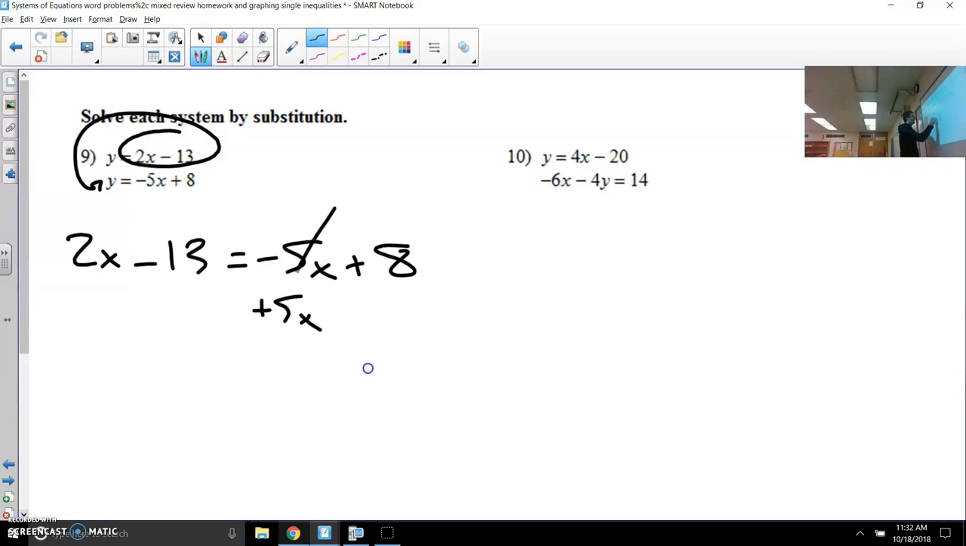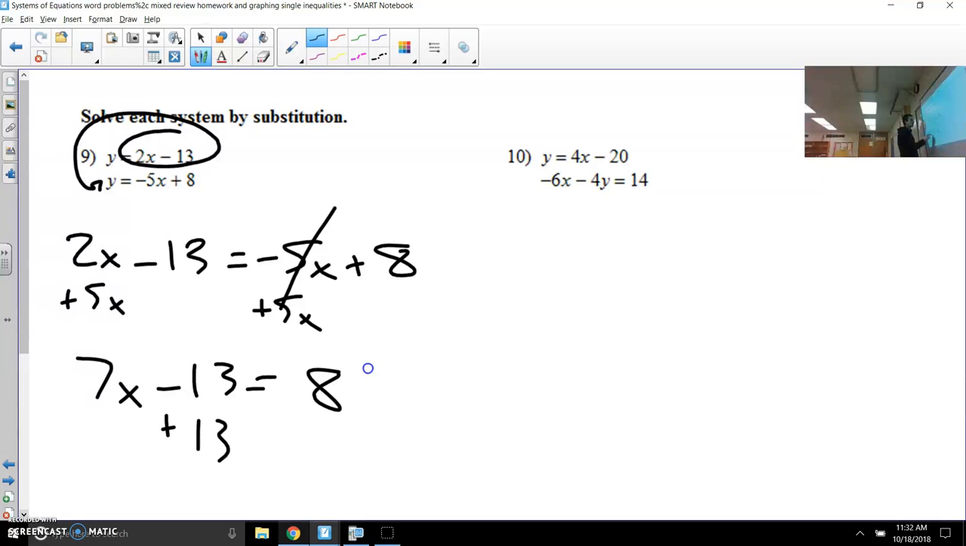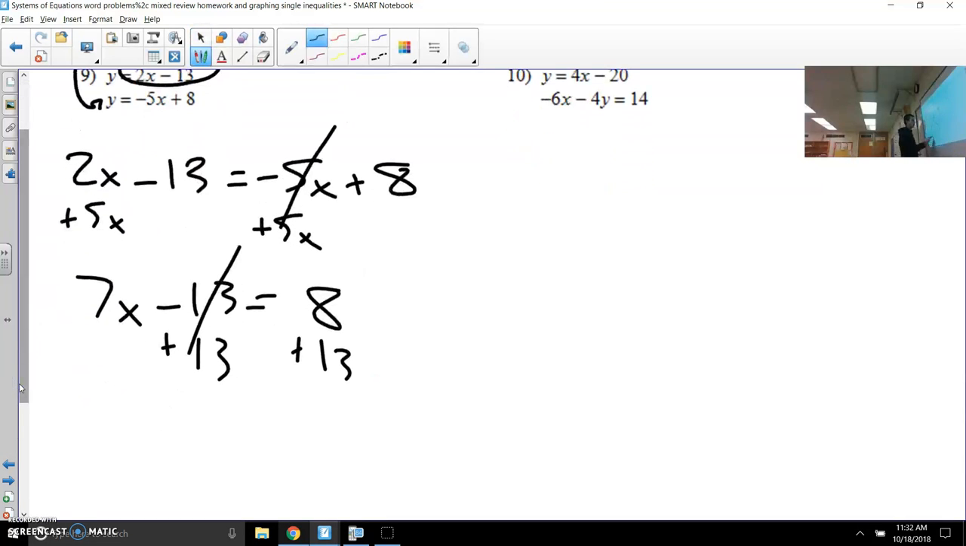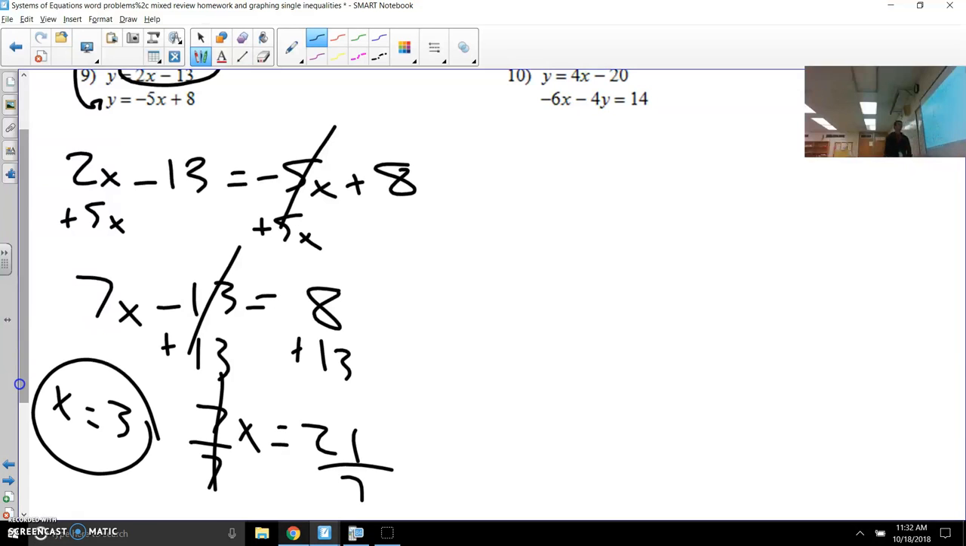Let's add 5x over to make 7x. Let's drop negative 13. Let's drop 8. And then let's go ahead and move 13 away from x to be with its like term to give you 21. 7x equals 21. And then let's finish the problem out dividing by 7 to get x equals 3.